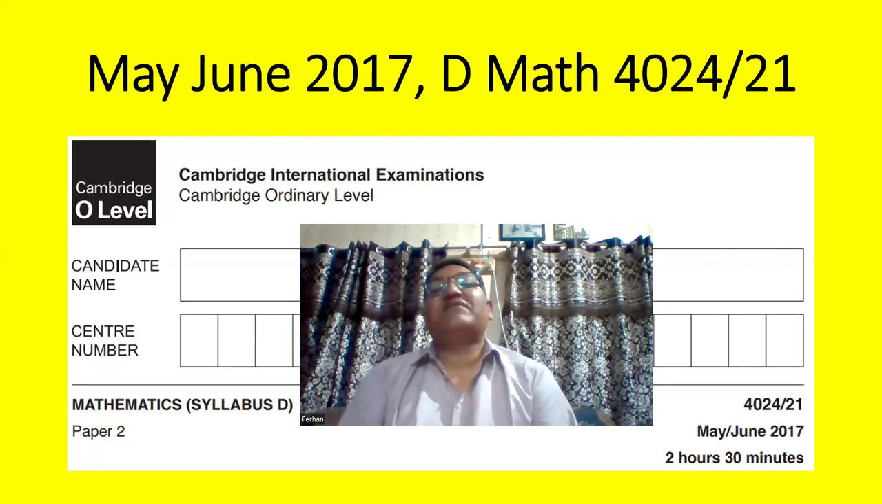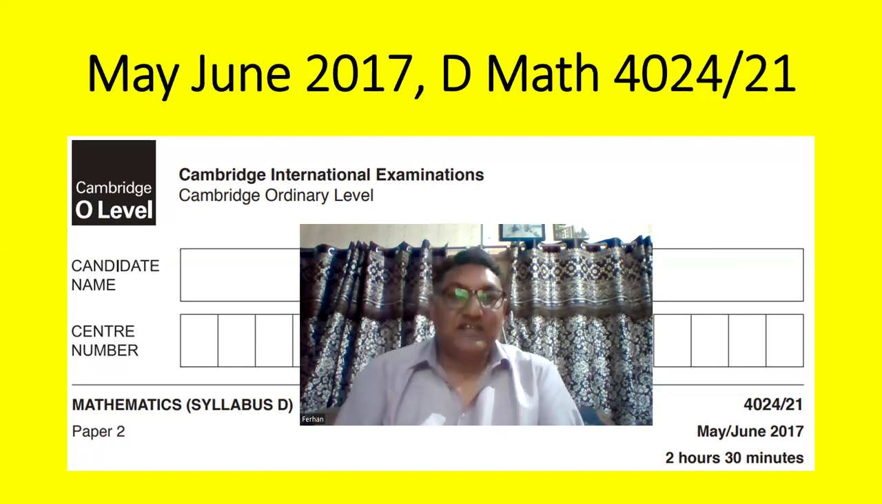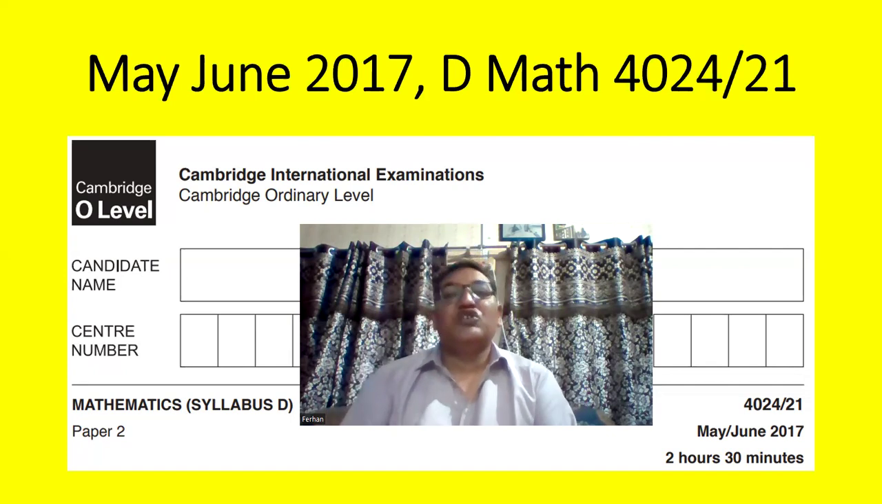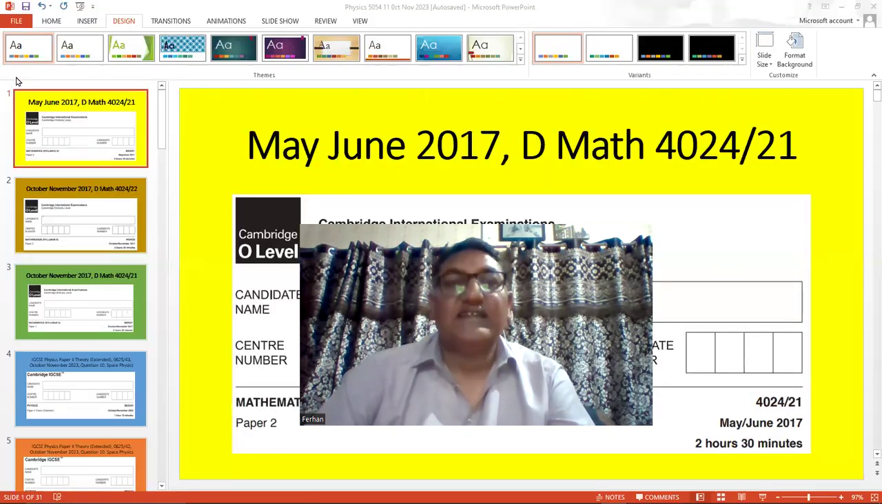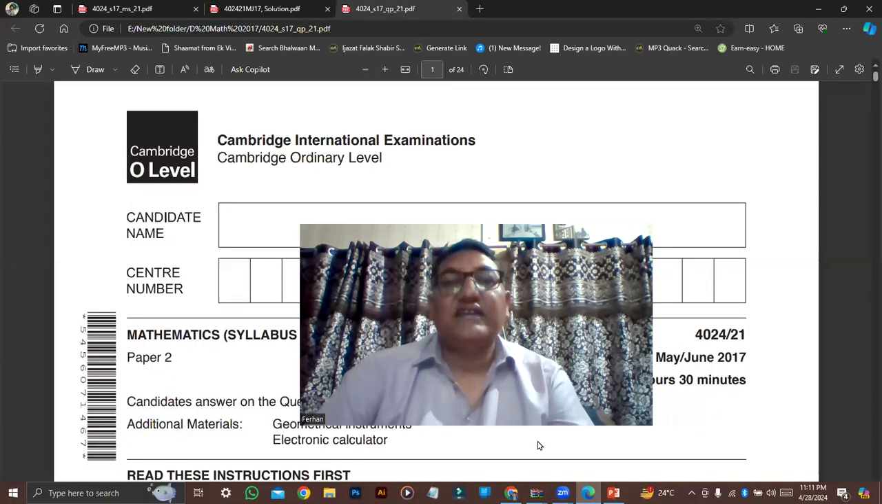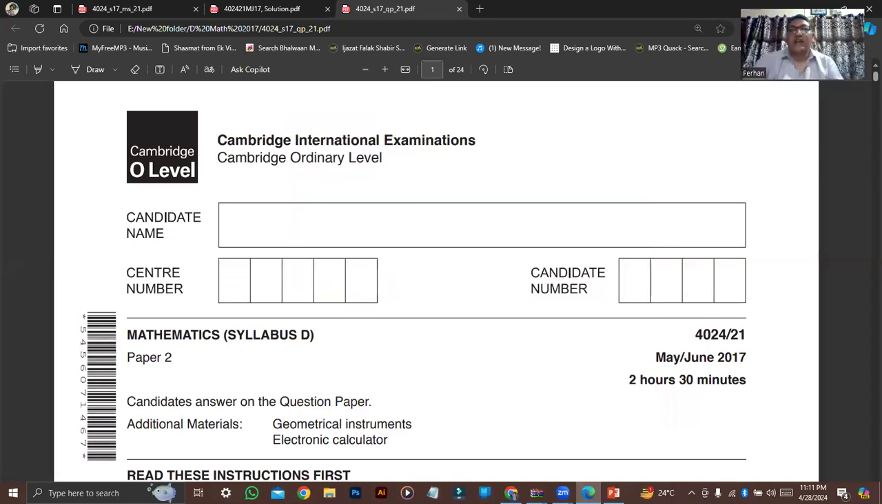For this purpose, we have selected the May June 2017 2-1 paper. This paper 2 belongs to Zone 1. The time allowed for this paper is 2 hours and 30 minutes, and the scientific calculator is allowed in this paper. This paper is of total 100 marks.